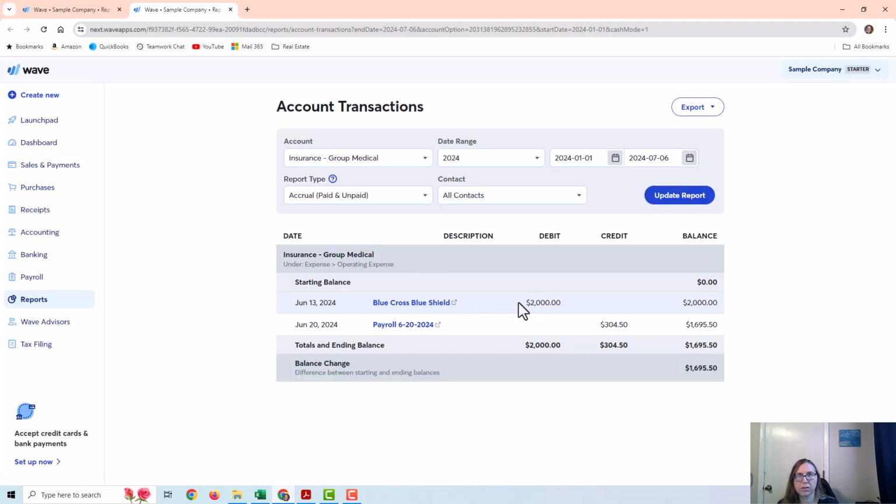So you can see that they made a payment to pay insurance for the company for all the employees, and then any deductions offset what the employer paid. So the employer paid $2,000, but minus the employee deductions and their contributions towards it, that means the expenses of the business was reduced to $1,695.